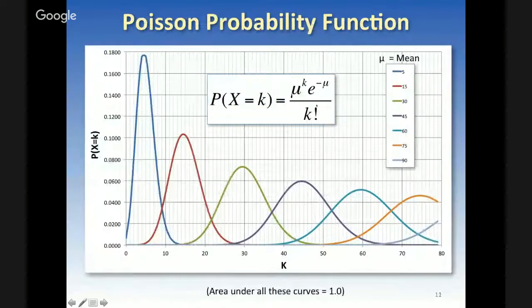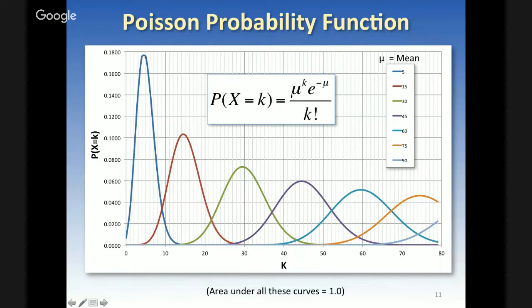And if you don't remember, k factorial is just k times k minus 1 times k minus 2 all the way down to 2. And you just multiply all those numbers together to get k factorial. And I'll do one of those for you in a minute. But you can see what I've done here is I've plotted the probability function for a number of different averages.